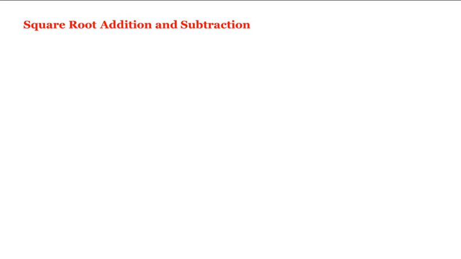Let's look at square root addition and subtraction. For example, let's add these two numbers together. The first thing we'll do is simplify each of the square root terms by extracting all perfect squares.